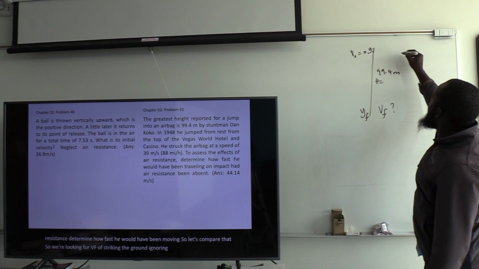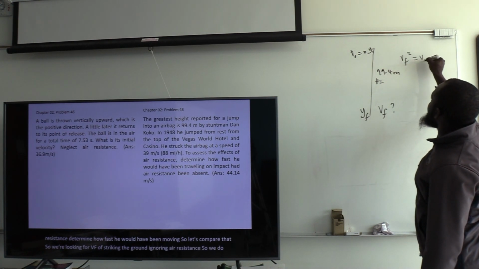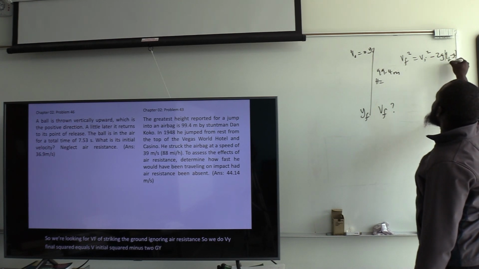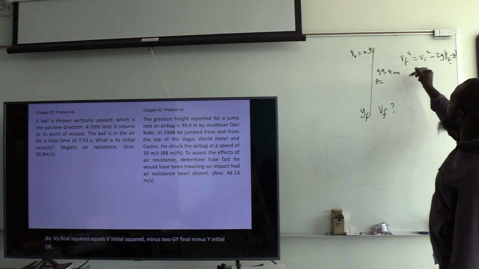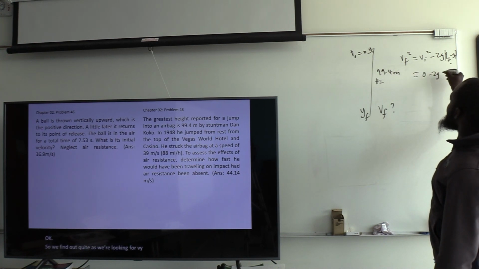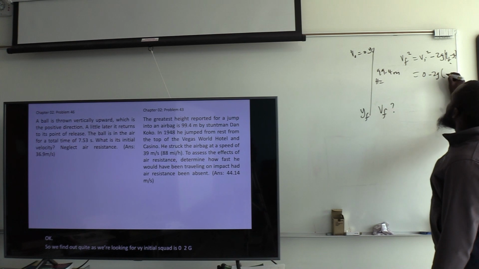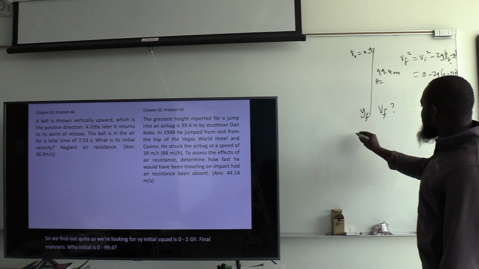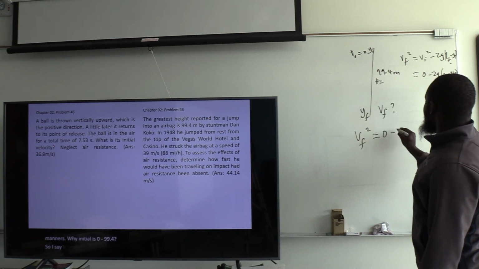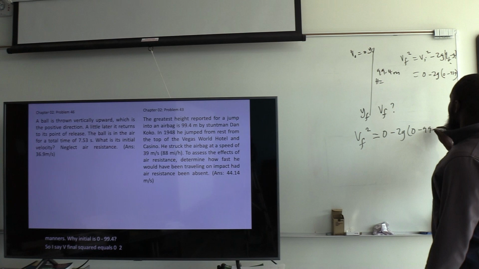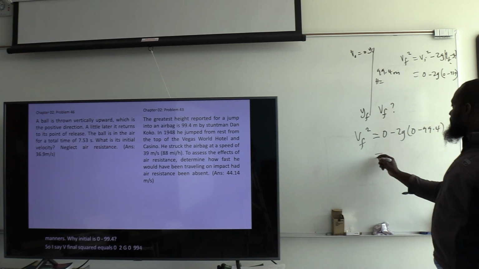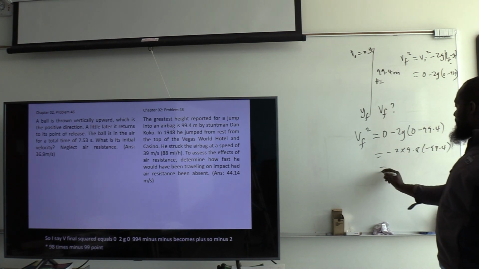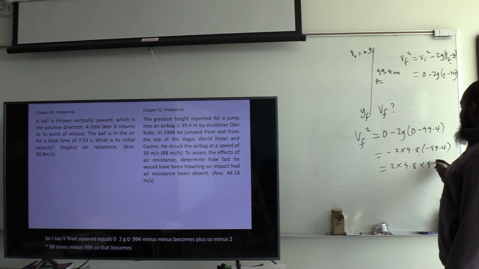So we'll do V final squared equals V initial squared minus 2G times Y final minus Y initial, okay? So V final squared is what we're looking for. V initial squared is 0, minus 2G, Y final minus Y initial is 0 minus 99.4. So V final squared equals 0 minus 2G times 0 minus 99.4, minus minus becomes plus. So that becomes 2 times 9.8 times 99.4.